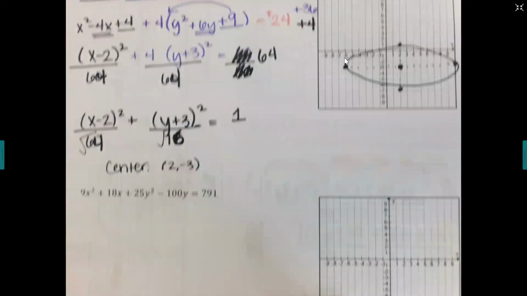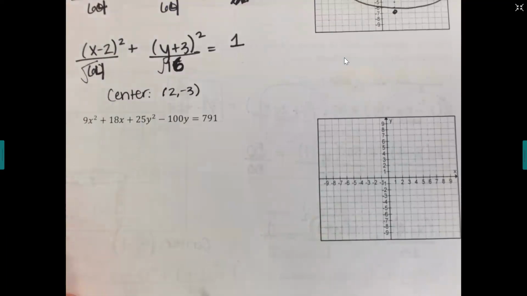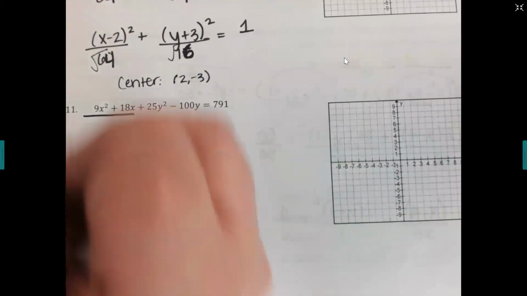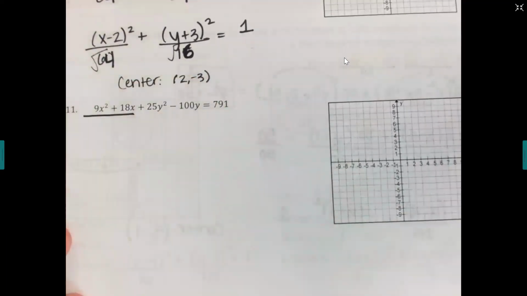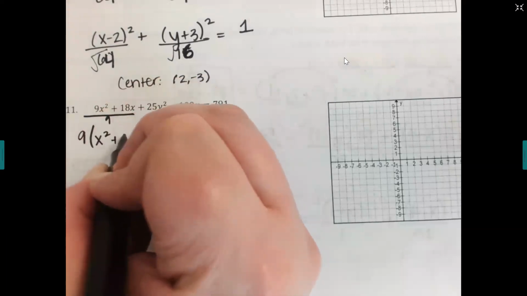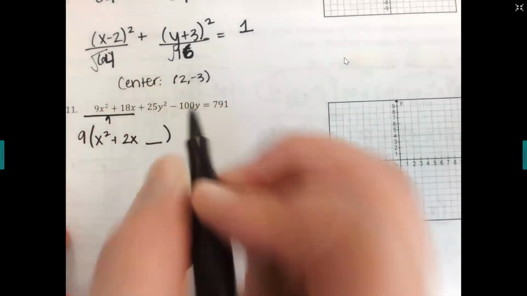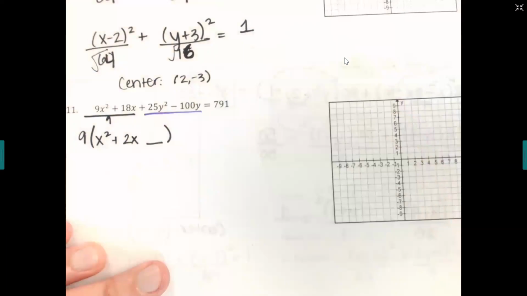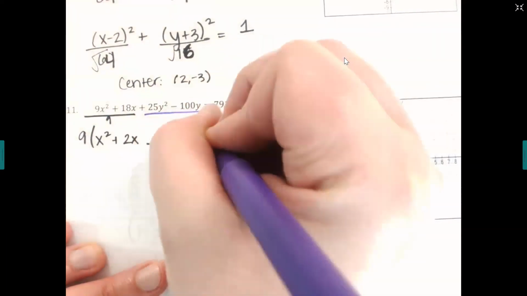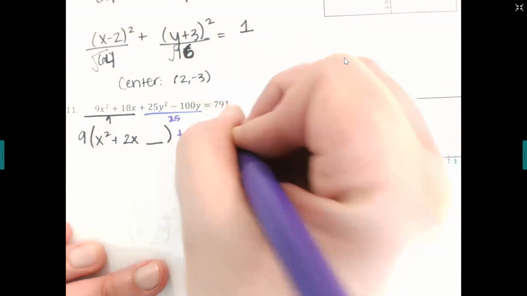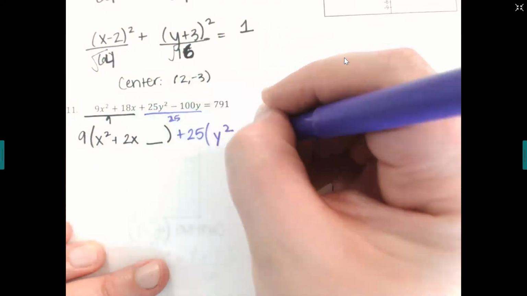All right, last example. Look at your x's. What can I take out? Just a number, can't be a letter. Thank you, 9. What's left over when I divide the 9 out? Now it's just an x squared. 18 divided by 9, now that's a 2x. Blank. Don't forget your blanks. Okay, then next one, I have a 25y squared minus 100. I can take out a 25. 25 divided by 25 gives me a regular y squared, and 100 divided by 25 gives me a 4y.